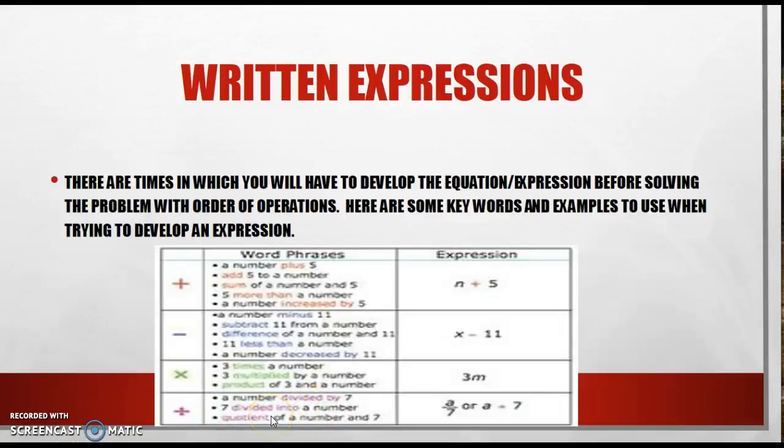A lot of them are the words we've already talked about with our key math words that we have in our journals. But we're going to keep going over it. We're going to practice writing expressions based on information given.